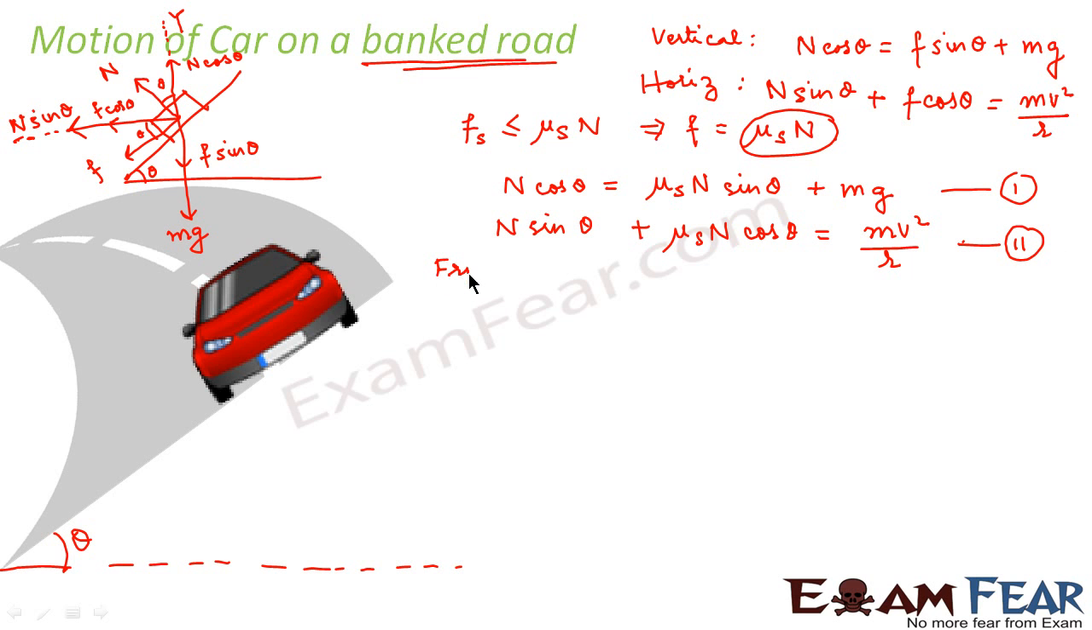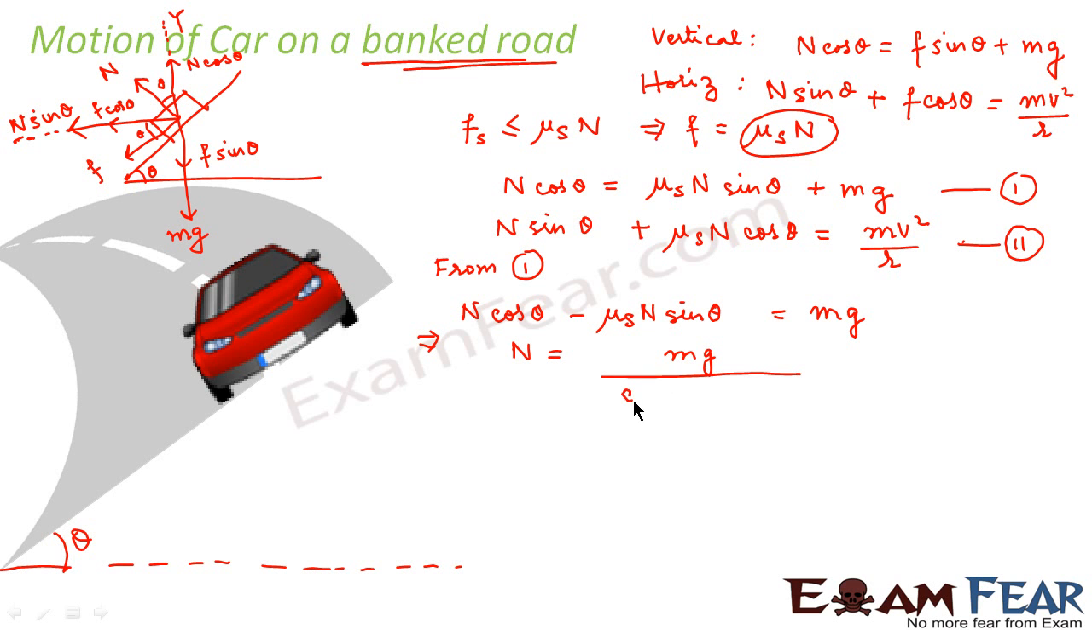Now from equation 1, we can say N cos theta minus mu s N sin theta is equal to mg. Just note that although the equation seems very big, it is nothing but simple mathematical calculation. From equation 1, we are trying to write N in terms of all other terms. So N will be equal to mg divided by cos theta minus mu s sin theta. So this is the value of N.